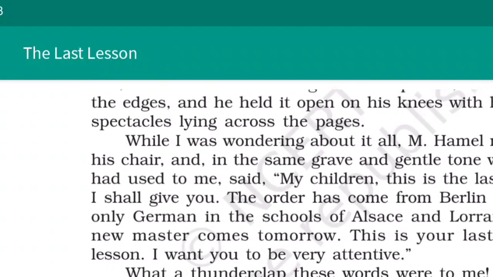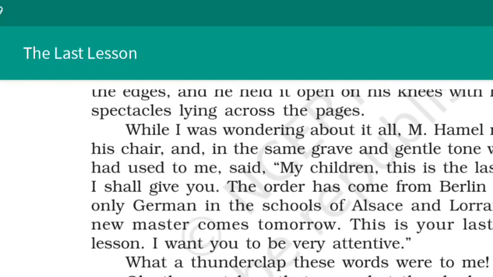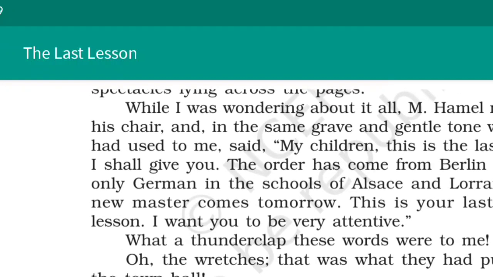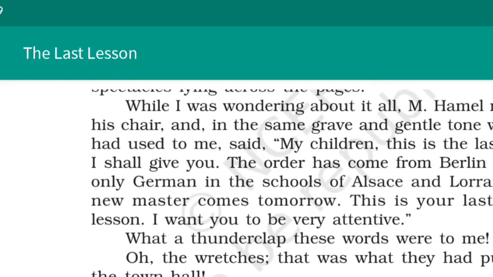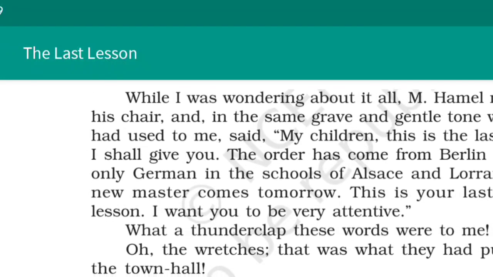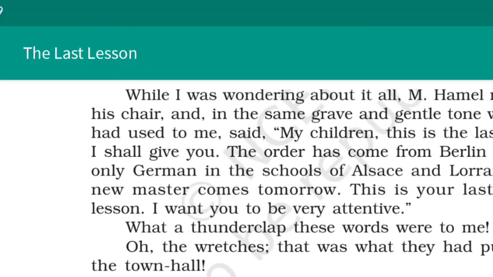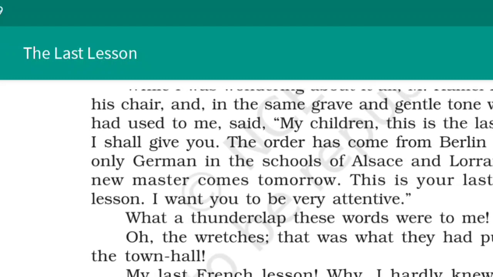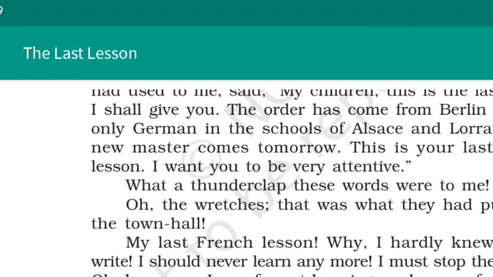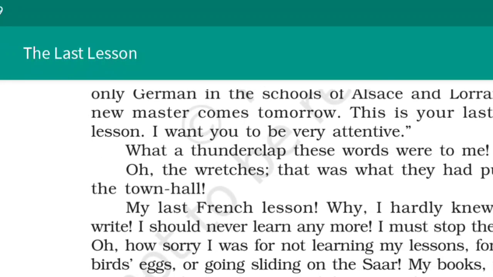While I was wondering about it all, M. Hamel mounted his chair and, in the same grave and gentle tone which he had used to me, said, "My children, this is the last lesson I shall give you. The order has come from Berlin to teach only German in the schools of Alsace and Lorraine. The new master comes tomorrow. This is your last French lesson. I want you to be very attentive."